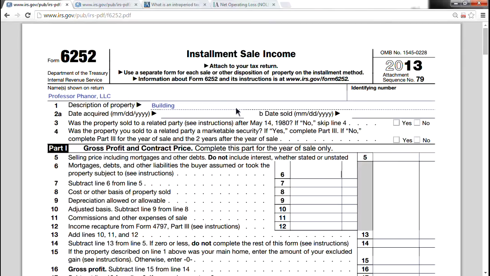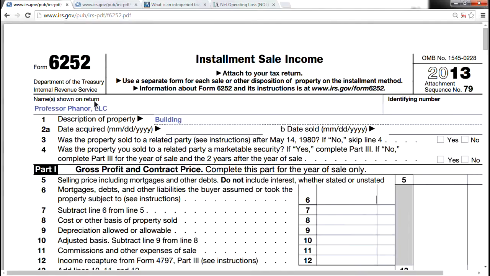Let's see here. I have here an installment sale, so I just entered in some information. Let's say that I had an organization called Professor Phanor LLC. In the description of the property, I put building here, but it can be anywhere. It can be 70 Fifth Avenue, Jersey City, New Jersey 07036. Right. Well, actually, you wouldn't put an address here.